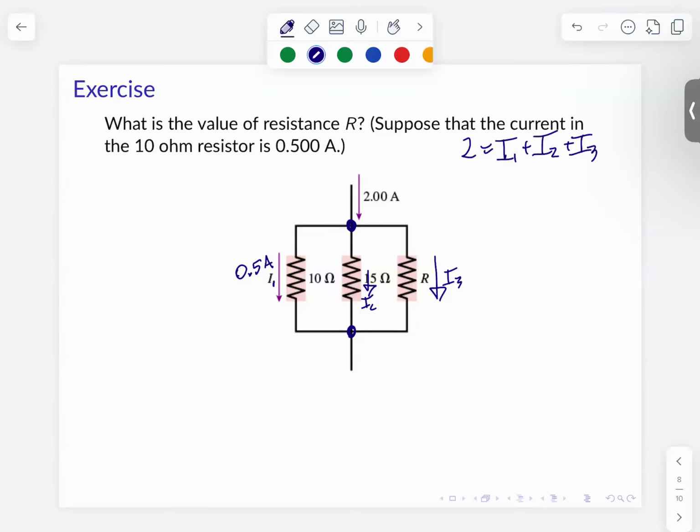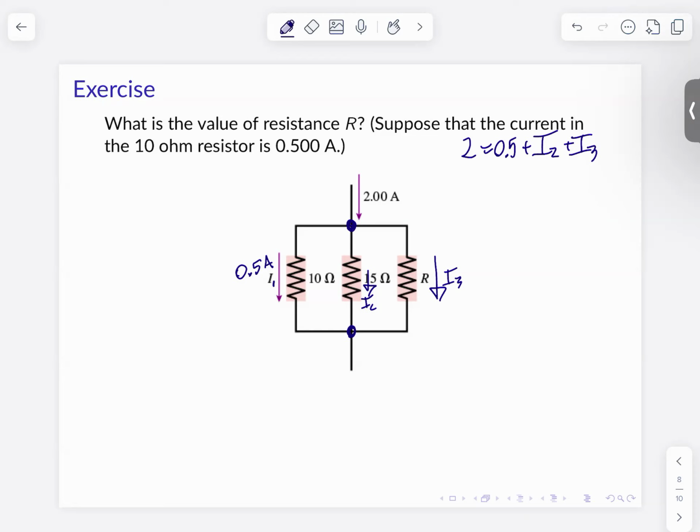Wait, I have I1. I1 is additional information. I provided that as 0.5 amps. So 2 equals 0.5 plus I2 plus I3. One equation and 2 unknowns. Can you solve that? One equation and 2 unknowns doesn't give you numbers, so I need more information.